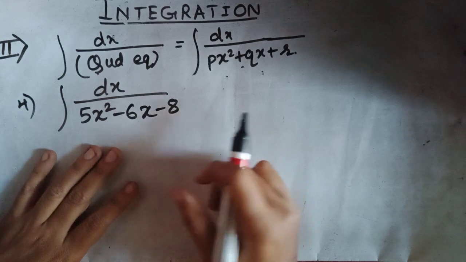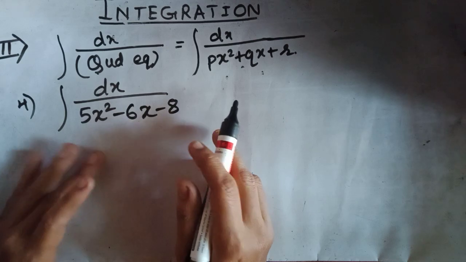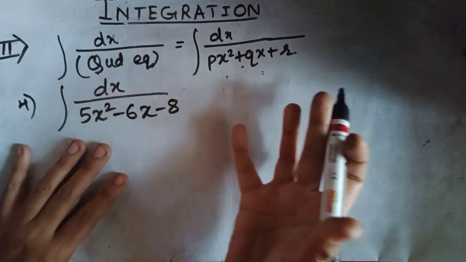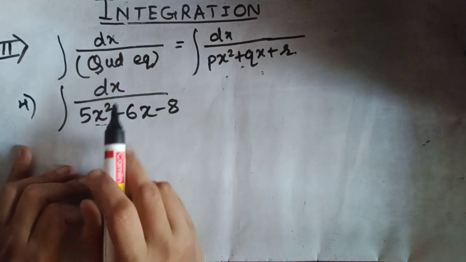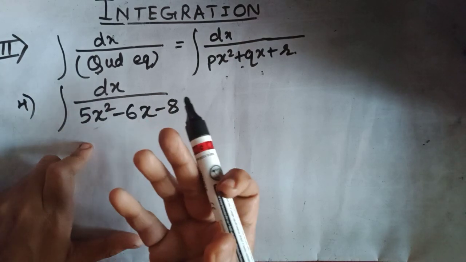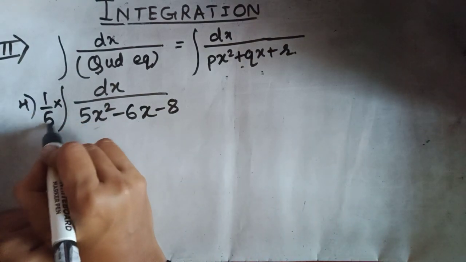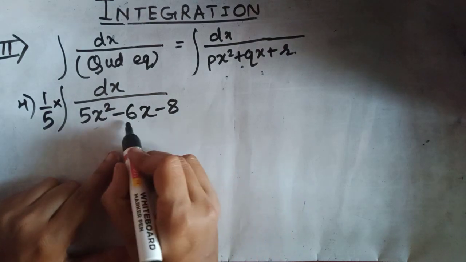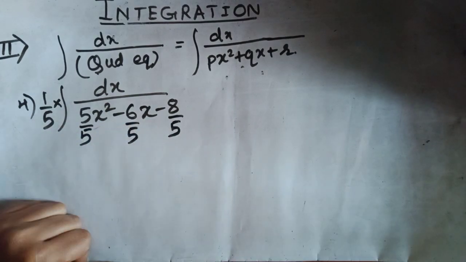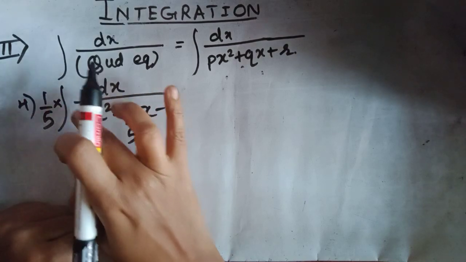Let's solve this. Here it is given 5x square minus 6x minus 8. To write it in the a plus b the whole square form, I want here x square, not 5x square. So I have to remove this 5. So you have to multiply and divide by 5. I will write this as 1 upon 5, and this will be 6 upon 5, and here it will be 5, right? So this and this 5 get cancelled, and you will get here x square.